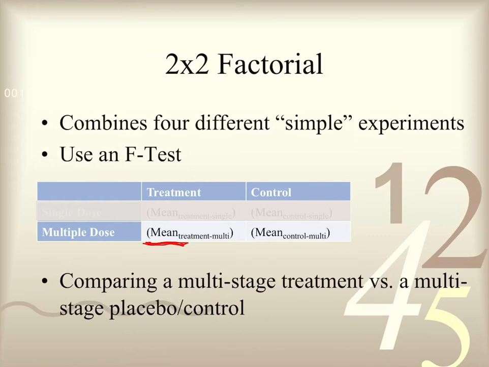Multiple real pills, real treatments, versus multiple placebos. So here we can see there are 4 different simple experiments within a single 2x2 factorial. And again, this one you could think of as being a multiple dose or multi-stage treatment versus a multi-stage placebo or control.